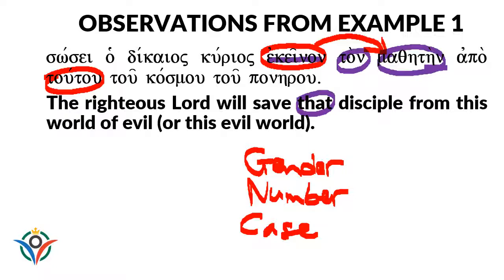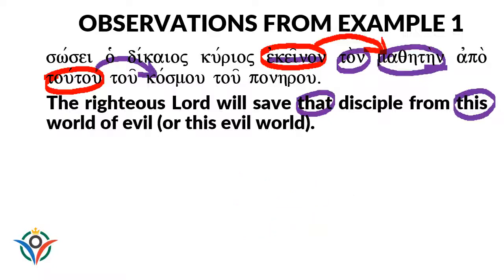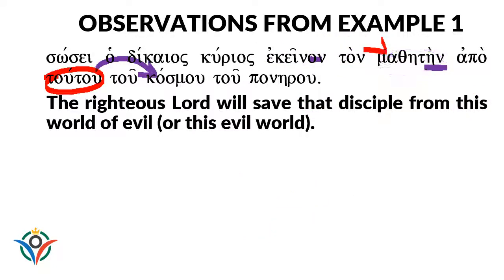And then our second demonstrative pronoun is tutu, which comes from hutos. And we need to ask ourselves, what is the antecedent? All right, well, the antecedent is kosmu. And once again, we have agreement there between the demonstrative pronoun and the antecedent in gender, number, and case. And this time we translate tutu as this. All right, so those are some observations regarding the demonstrative pronouns that we've spoken about in this lesson.